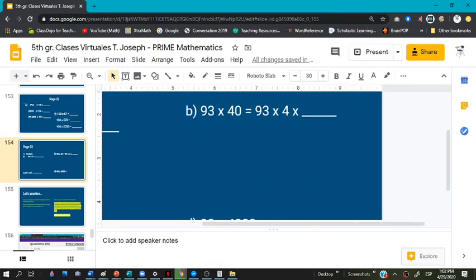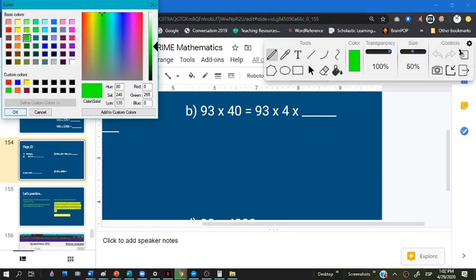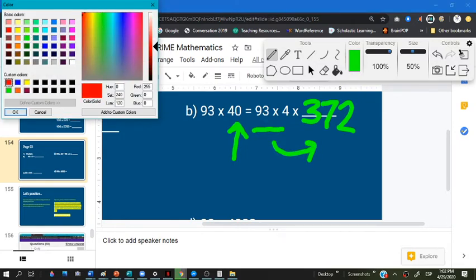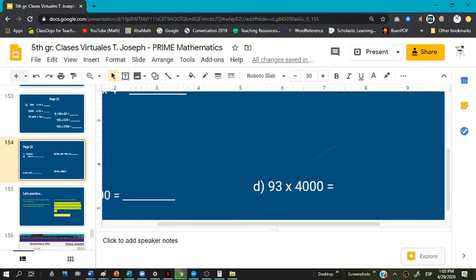93 times 40. Well, I know that 93 times 4 equals 372. 372 is my base number, and I'm multiplying it by a factor of 10. 93 times 4 equals 372, so the factor of 10 just adds a 0 to the end. Okay, we're just going to add that 0, just like that right here. 3,720 is my answer. Okay? Good. Let's do the problem on the bottom.